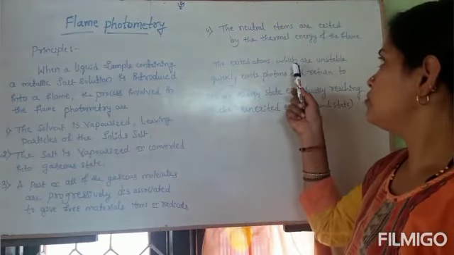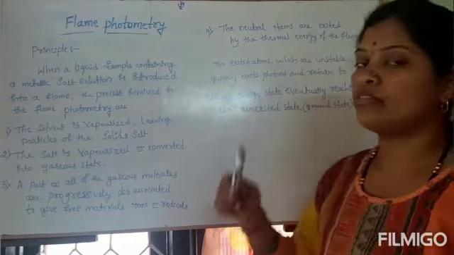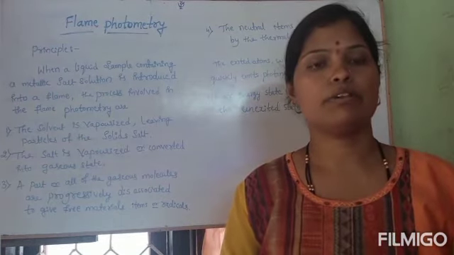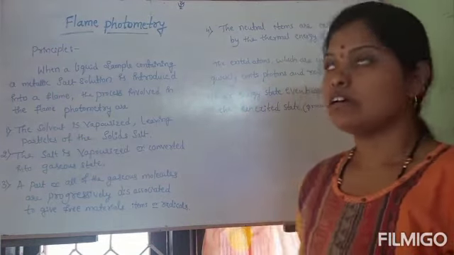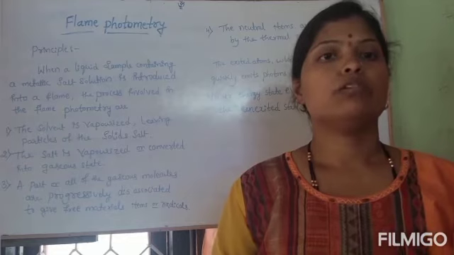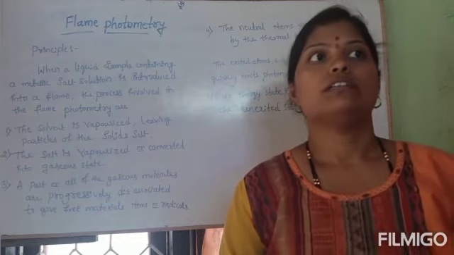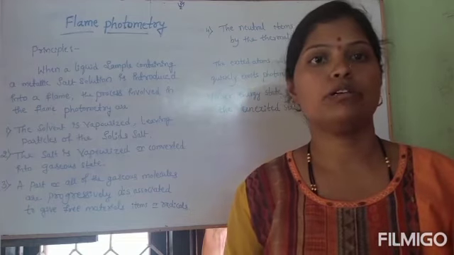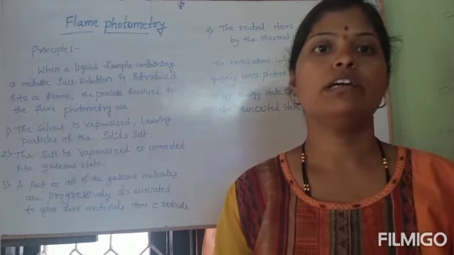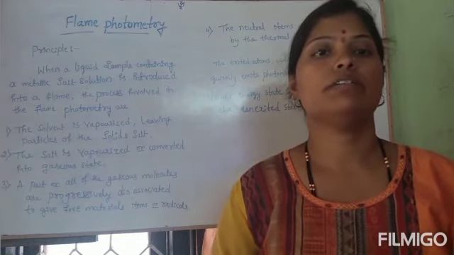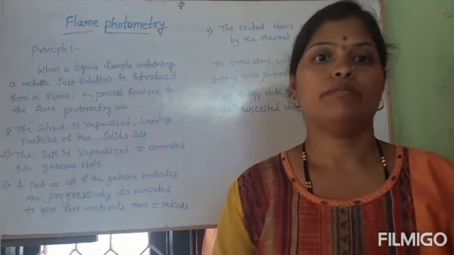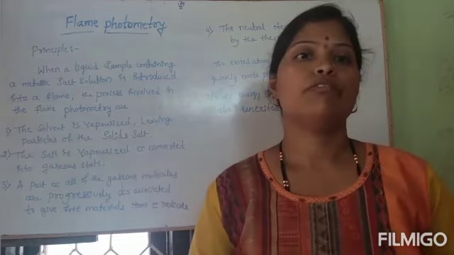Here the excited atoms, which are unstable, quickly emit a photon. When an atom reaches its excited state, it is unstable, so it emits a photon and returns to a lower energy state. The wavelength or light intensity of that atom is recorded. By recording this wavelength, we can measure how much of the element is present in the sample with the help of flame photometry.